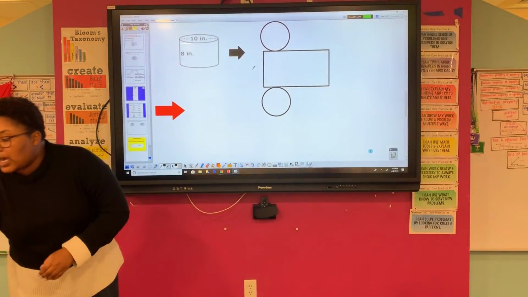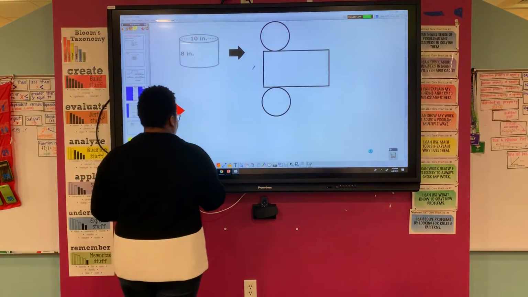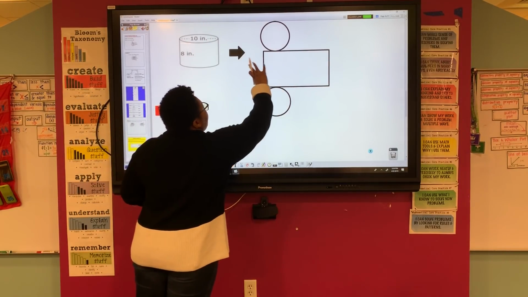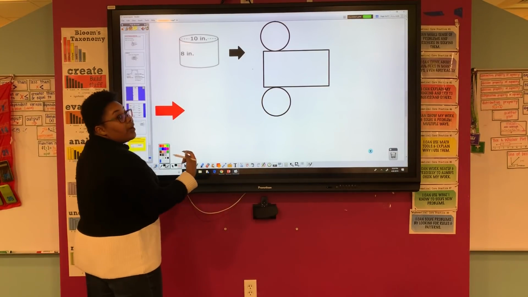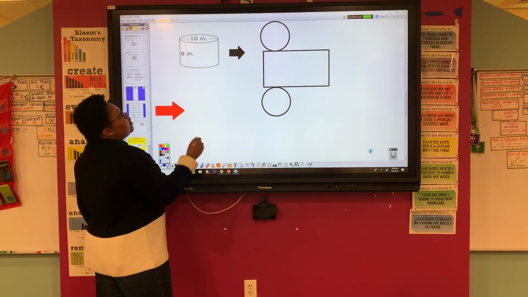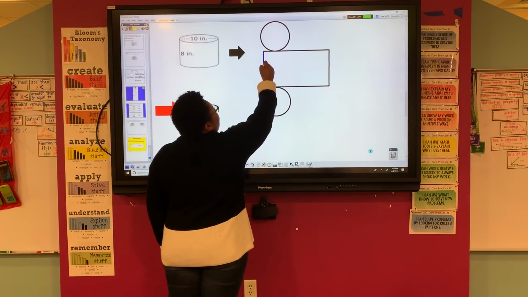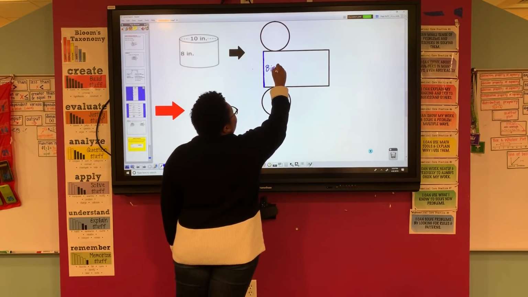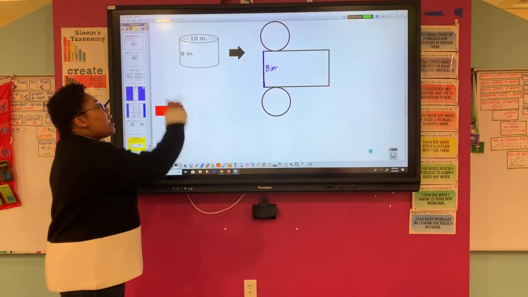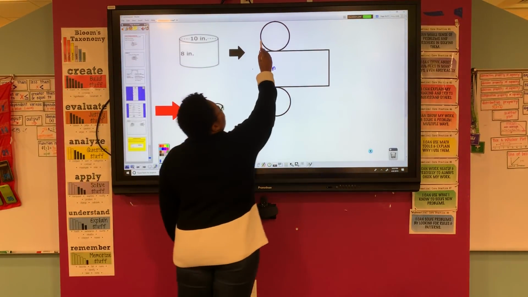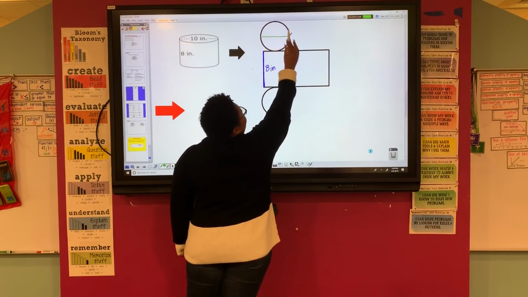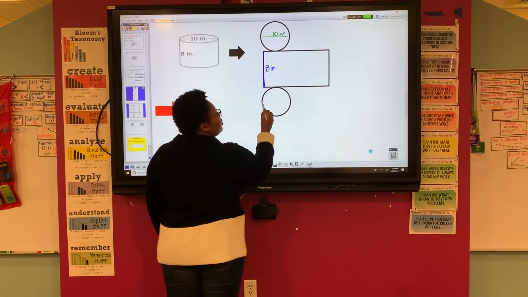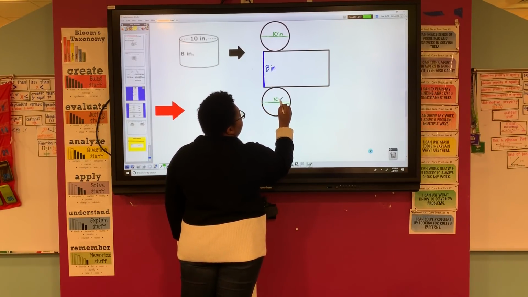All right, so let's go ahead, label our figure. We have our top and we have our bottom. We already know which is the top, which is the bottom, and then that rectangle goes all the way around. So we're gonna go ahead and label our dimensions. First one I see here is we have our height, which is represented by this blue side here, if you guys can see that, and that is 8 inches, right? We also have our diameter. So it is straight across from one end of the circle to the other. We have 10 inches. Same thing for our bottom circle. From one end to the other is 10 inches.